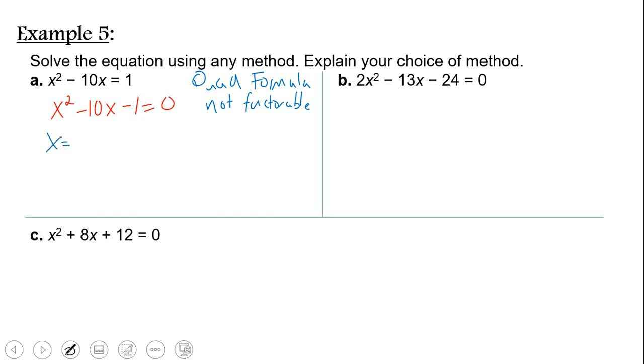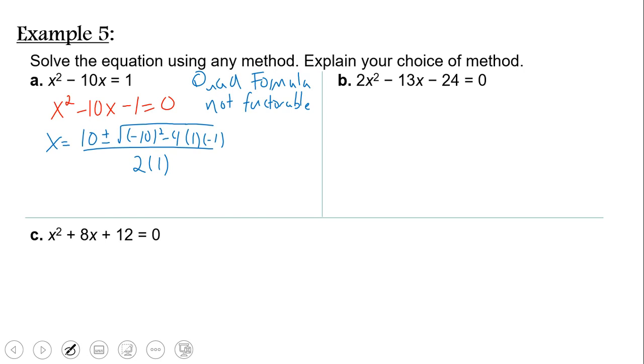x equals -b, so 10, plus or minus the square root of -10 squared minus 4 times a times c, all over 2a. I'm not going to go through this process of actually finding them or finishing this problem, but you know how to do that because we did that this whole lesson.